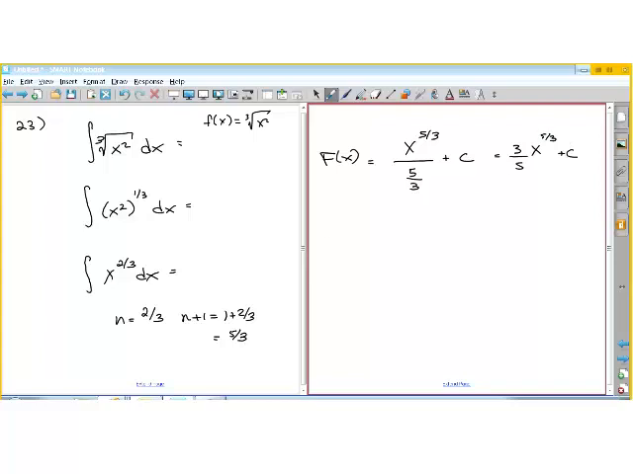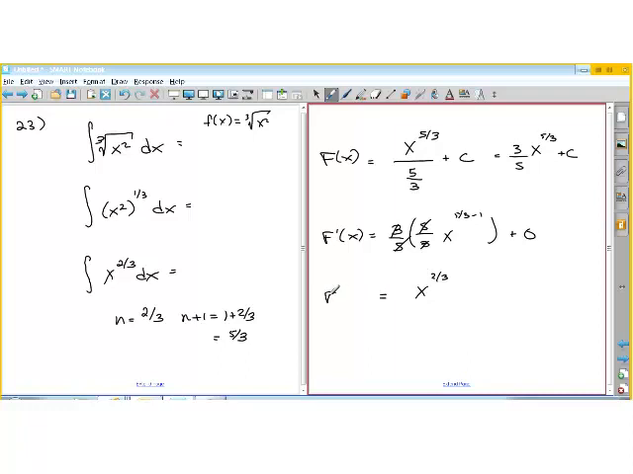Okay, so now we take the derivative. So we're going to take capital F prime of x. So we get 3/5, the fraction, we take the exponent, which is 5/3, raised to the 5/3 minus 1 power. The derivative of a constant is 0. So you can see those cancel out. We just get 1, and we get x to the 2/3. 5/3 minus 1 is 2/3.